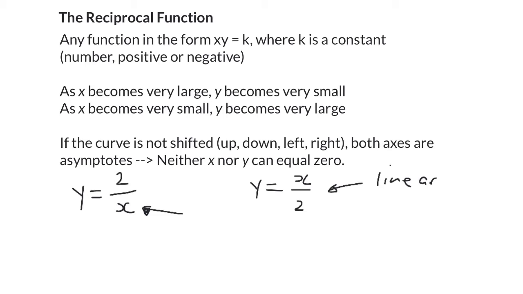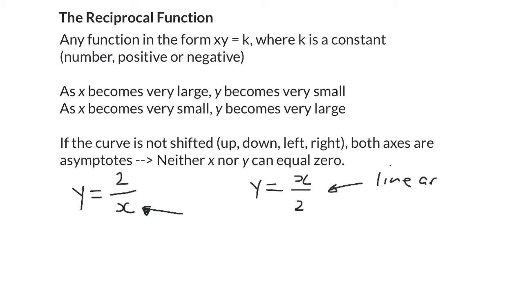Now, I've said that k can be a number which is positive or negative. We're going to say it's not going to be 0 though. Okay, we're not going to have x times y equals 0 or y equals 0 over x. A little bit boring because it does nothing. There's an infinite set of values that work there.